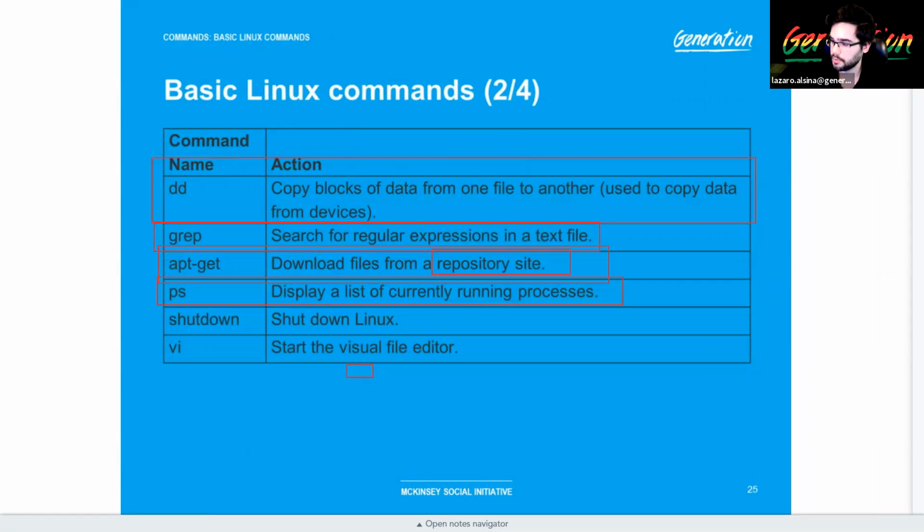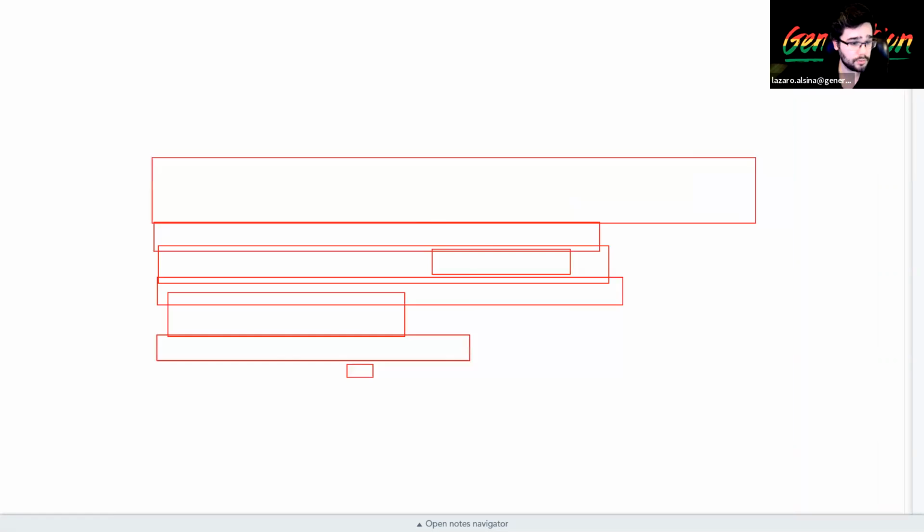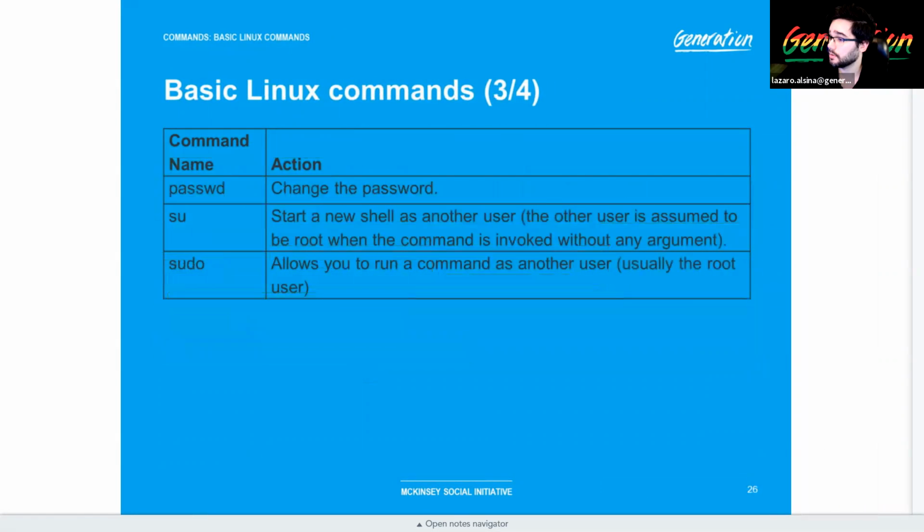Shutdown is just like Windows, you just shut it down. And then vi is how you edit things, just like a notepad. It is more difficult to use, but it works. And now we can get to the last few here that unfortunately in the exam, they're going to try to trick you here. These two do a very similar job, but they do things differently.